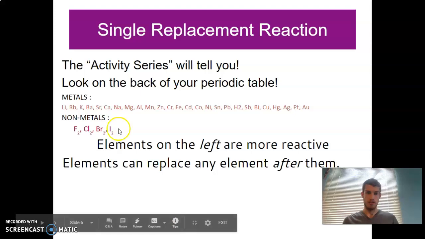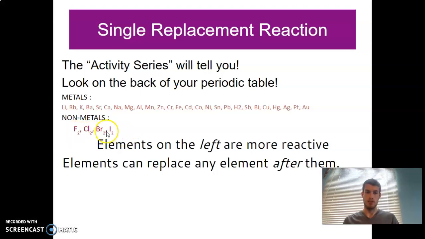If you're looking at metals, you look at this long list of metals. If you're looking at nonmetals replacing each other, then you look at the shorter list of nonmetals. And elements on the left are more reactive than elements on the right. So elements farther on the left can replace any element after them, because any element after it in the list is less reactive.